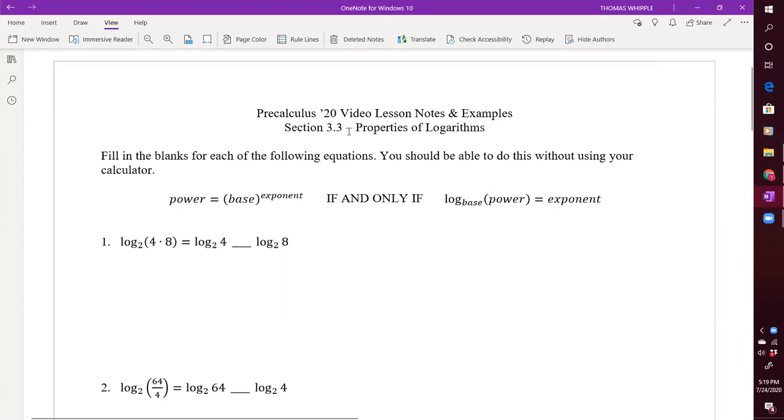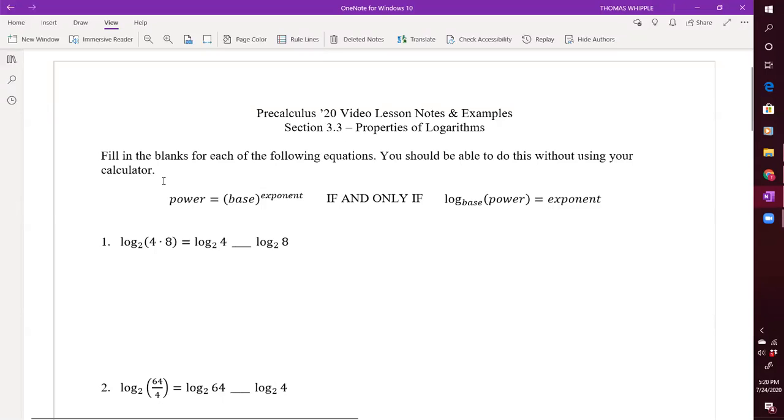This video is going to take a look at the properties of logarithms. Now that we've learned how to use logarithms to solve equations, and we've also looked at logarithms as functions, we need to take a quick look at some properties that come in handy from time to time, especially if you're doing calculus on logarithmic functions.